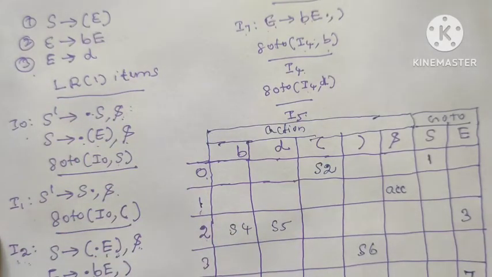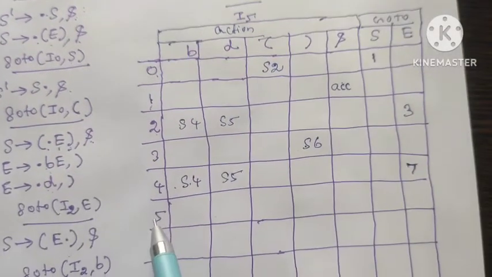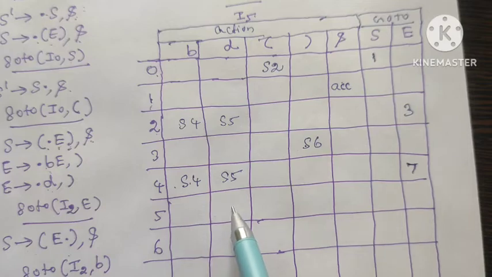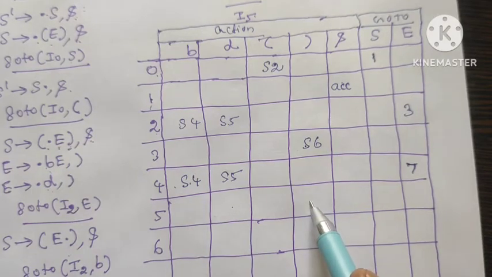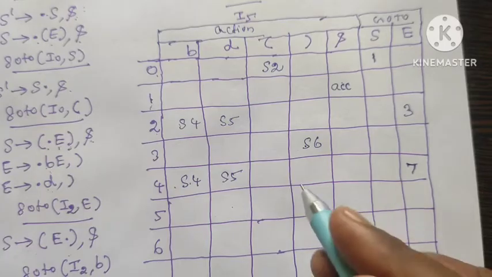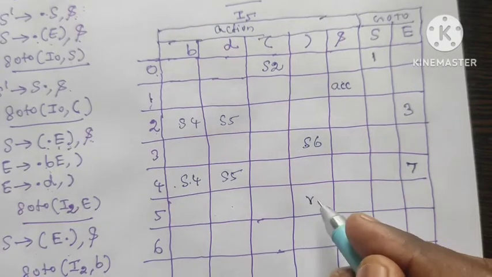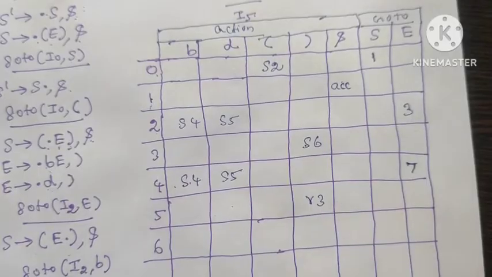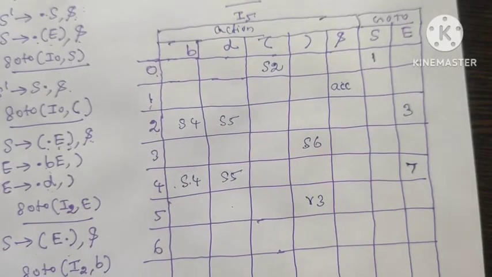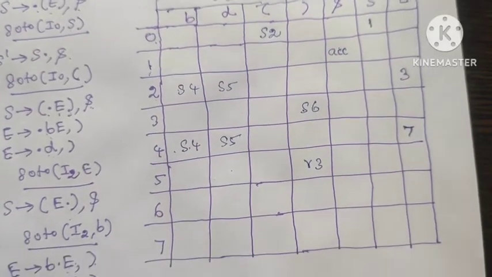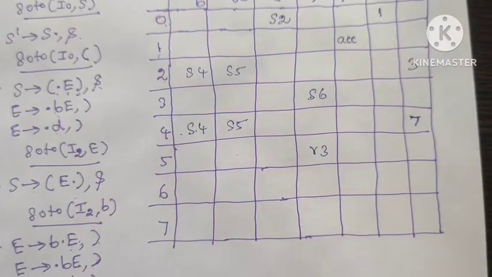So in item set 5, where close bracket is, close bracket is called the lookahead symbol. So it is production number 3. So simply write it as R3.